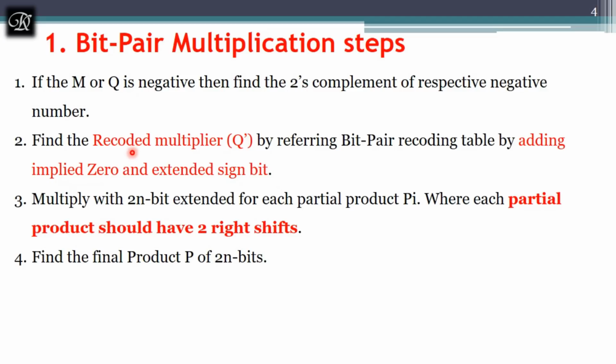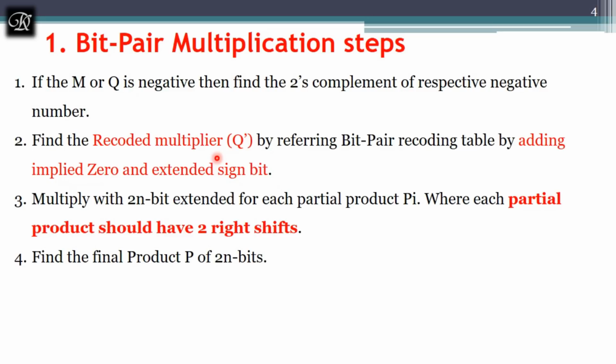Then find the recoded multiplier as in Booth, but here there is a different truth table you have to refer to. It is not the Booth truth table; it's a different truth table where we will be considering a group of 3 bits. In the previous case, we considered a pair of 2 bits. In this, we are going to consider 3 bits. That is one change in this algorithm.